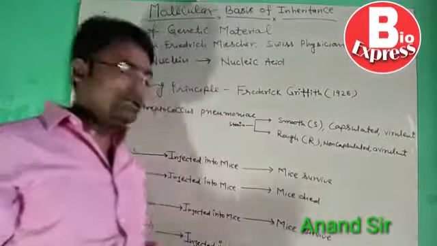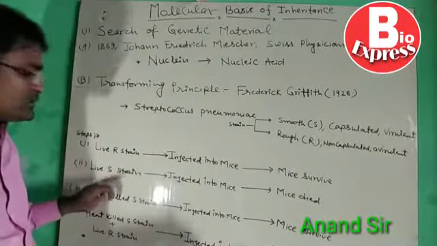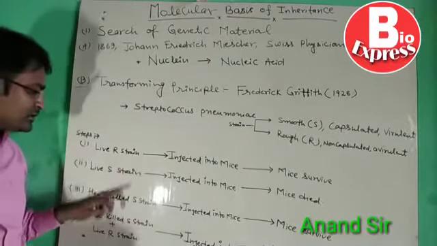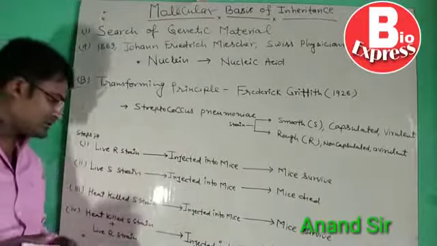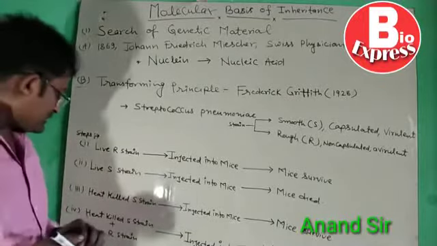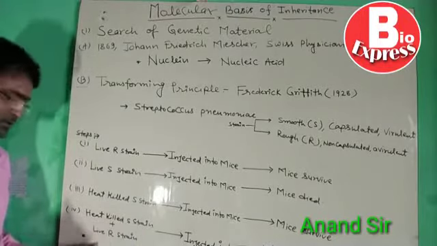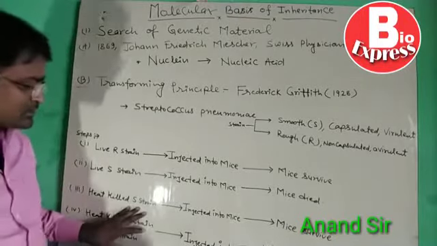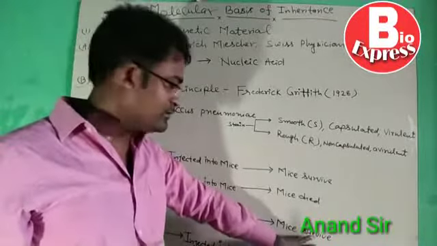In the third step, heat killed S strain bacteria was injected into mice, and he observed that mice survived. That means after heat killing, this S strain which is virulent in nature converted into non-virulent in nature, that is R strain type. After that, in the fourth step, heat killed S strain mixed with live R strain, and this mixture was injected into mice, and he observed that mice died.